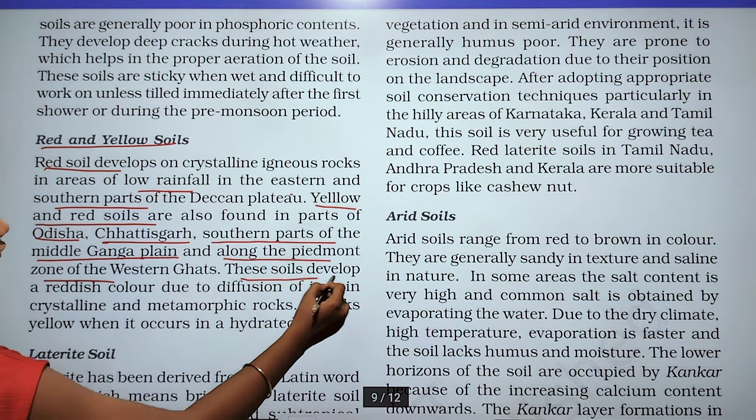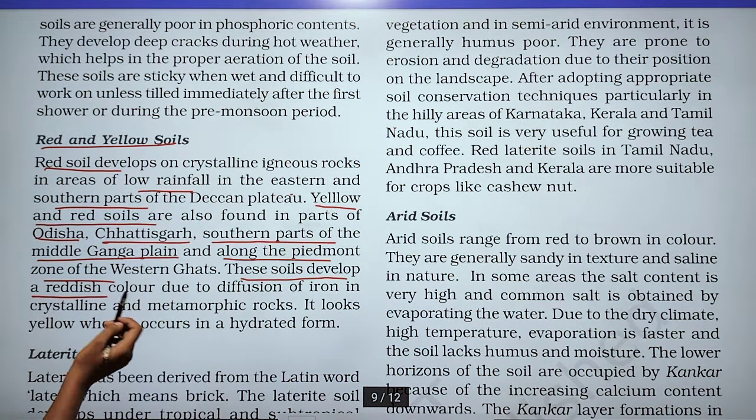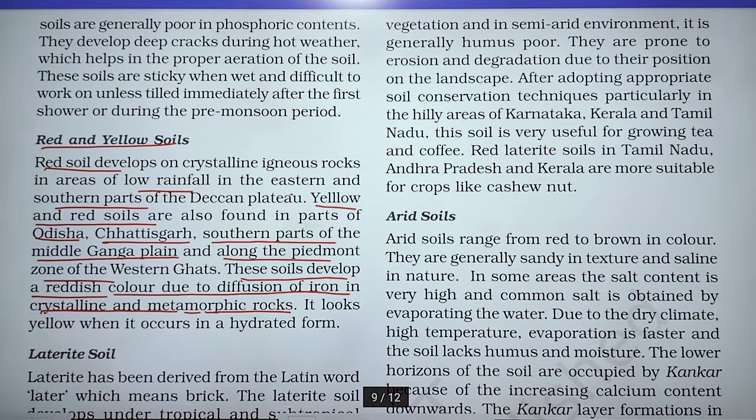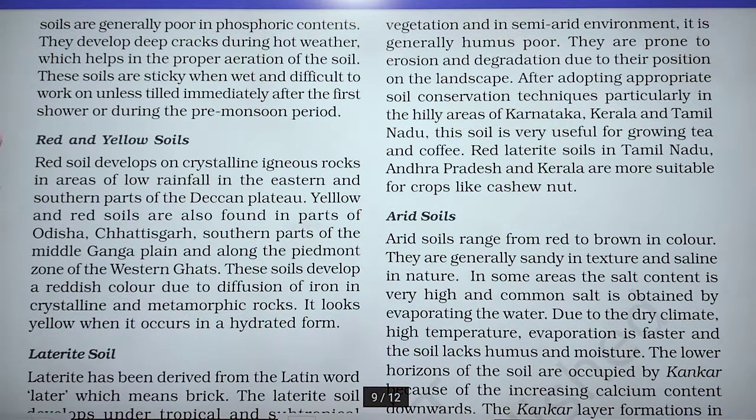Okay, these soils develop a reddish color due to diffusion of iron in crystalline and metamorphic rocks. It looks yellow when it occurs in hydrated form. Okay, so this is all about red and yellow soil.